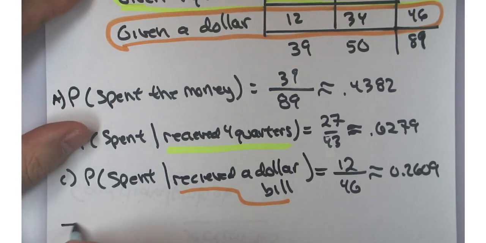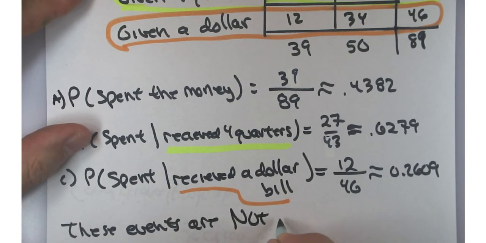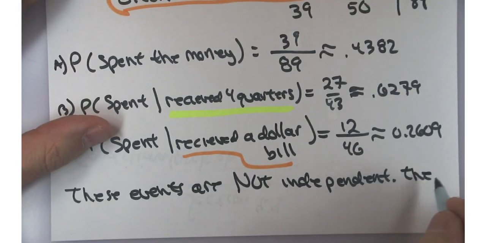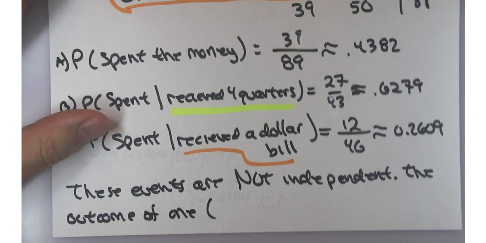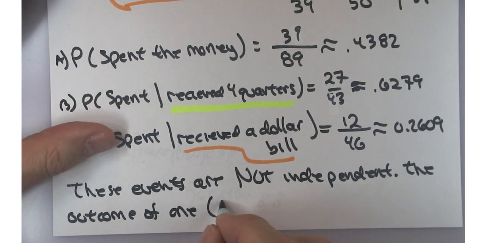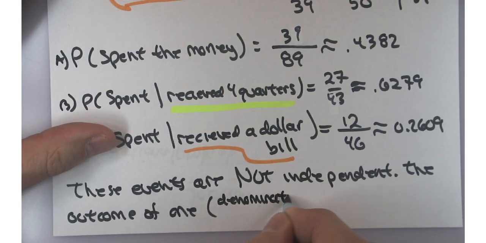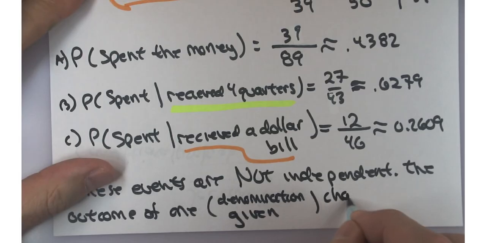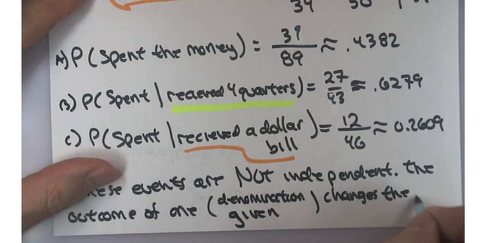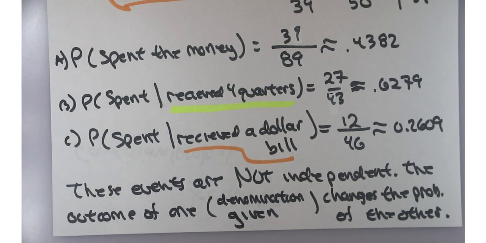So these events are not independent. The outcome of one, which is the denomination you're given, changes the probability of the other one. So they're not independent.